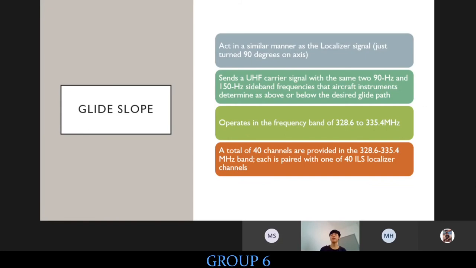It acts in a similar manner as the localizer signal. Same as the localizer signal, but it is just turned 90 degrees on its axis. It uses a UHF, which means ultra high frequency, carrier signal with the same 90 Hz and 150 Hz sideband frequencies that aircraft instruments determine as above or below the desired glide path. It operates in the frequency band of 328.6 to 335.4 MHz. A total of 40 channels are provided in the 328.6 to 335.4 MHz band, each paired with one of the 40 ILS localizer channels.